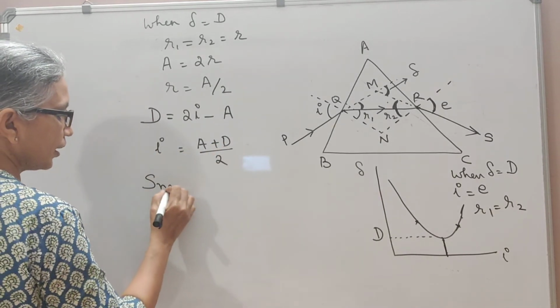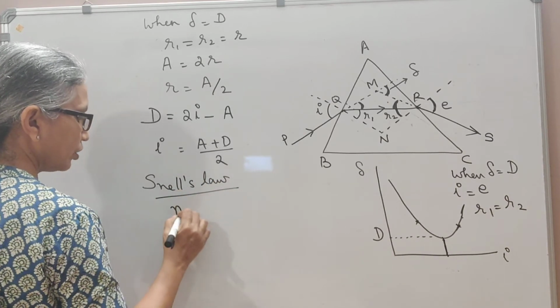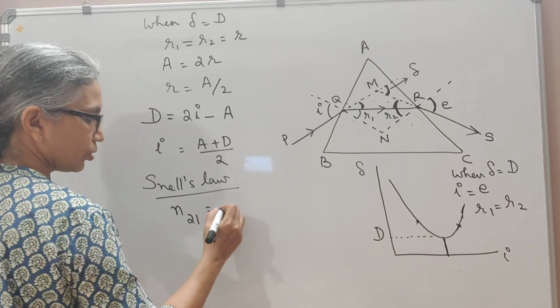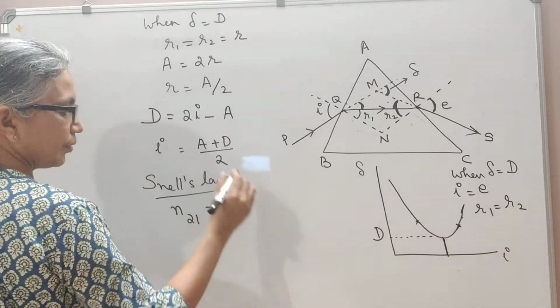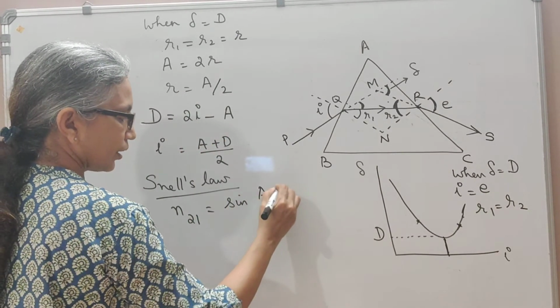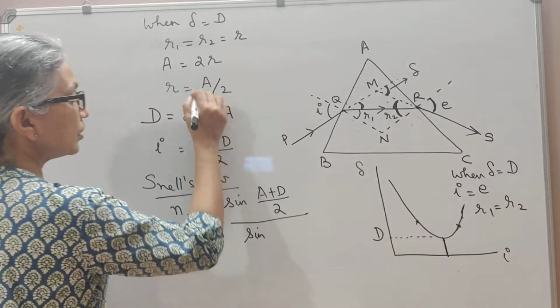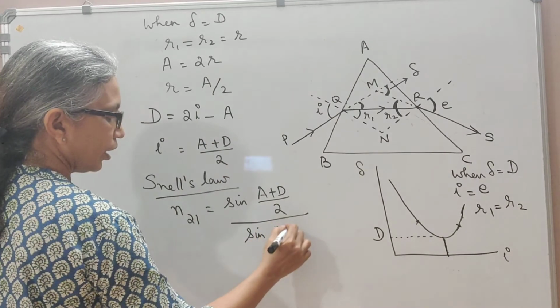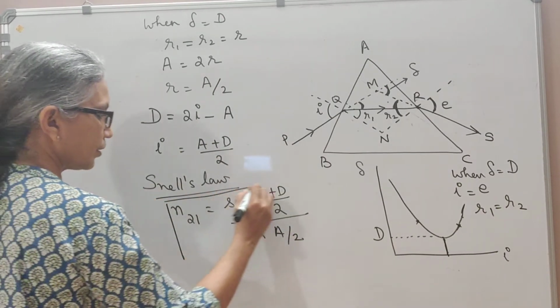I am going to write Snell's law, which tells you N21 is equal to sin I by sin R. Sin I we know is A plus D by 2, so I'll rewrite that as sin A plus D by 2 by sin R. Sin R is A by 2, and this is what you have as the prism formula.